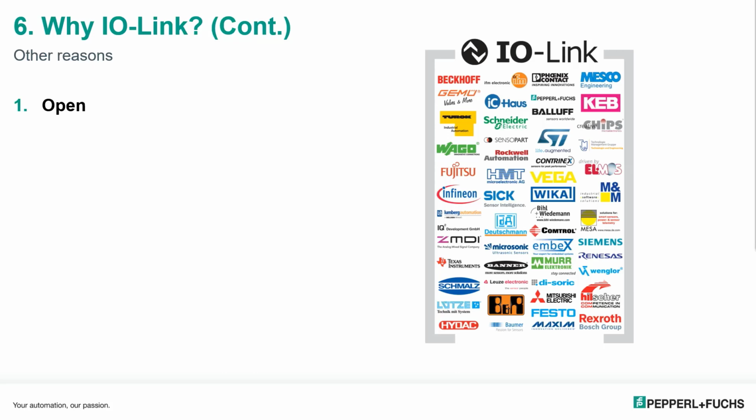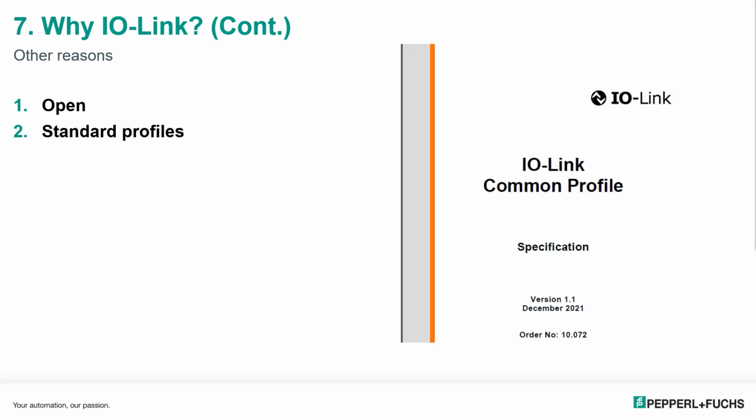You can see, we've got hundreds and hundreds of manufacturers of IO Link devices. The worst thing would be a point-to-point protocol that was ruled by one. That would never survive. The other thing is standard profiles. We've only got a few profiles right now, but they're being built up. We've got user groups creating them.